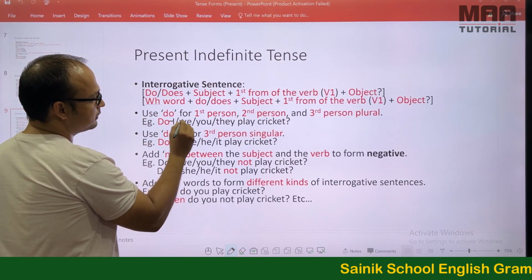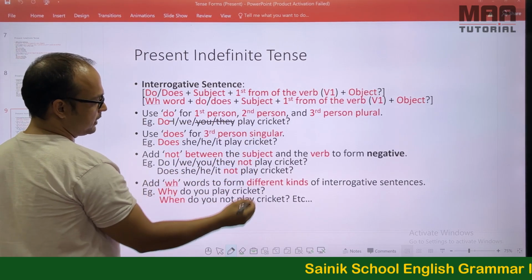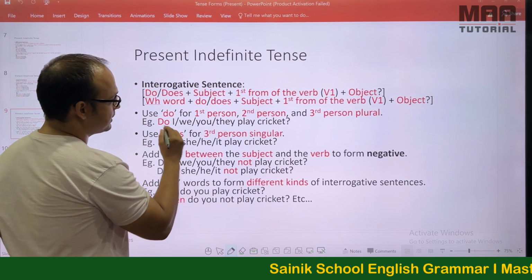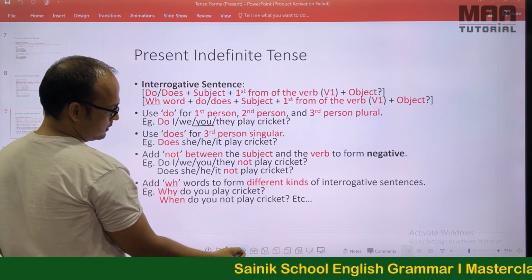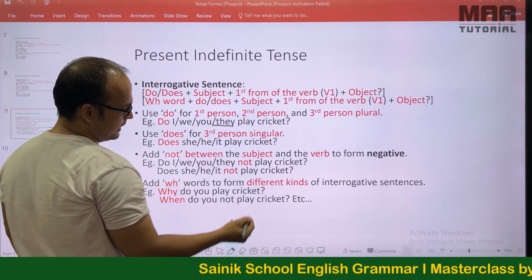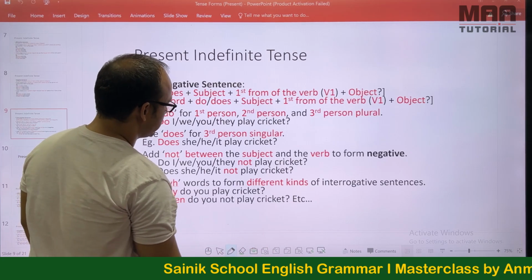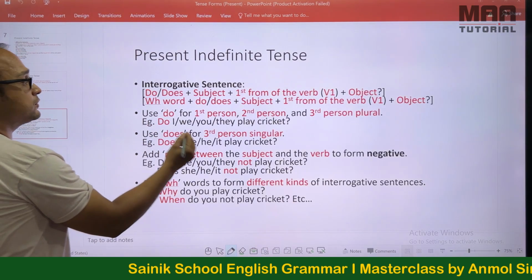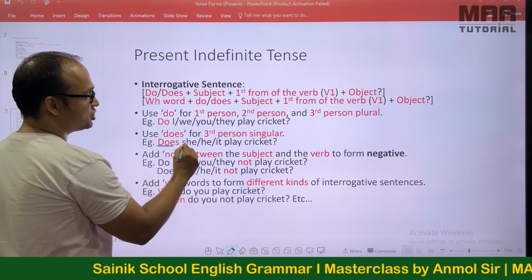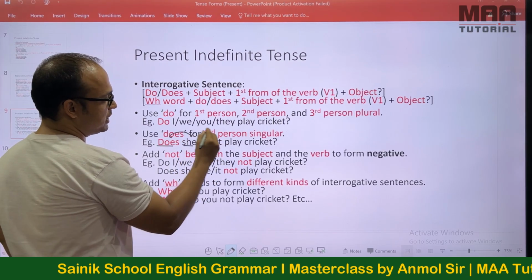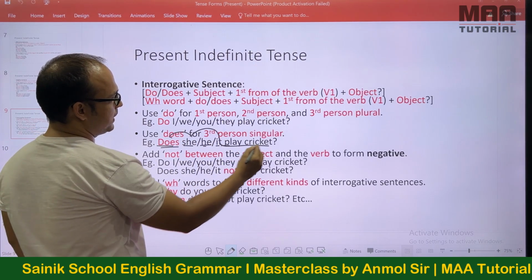Or I can cut all of this and say, do we play cricket? Or I can say, do you play cricket? Or I can say, do they play cricket? Now, does is used for third person singular: does she, he and it. Does she play cricket? Does he play cricket?